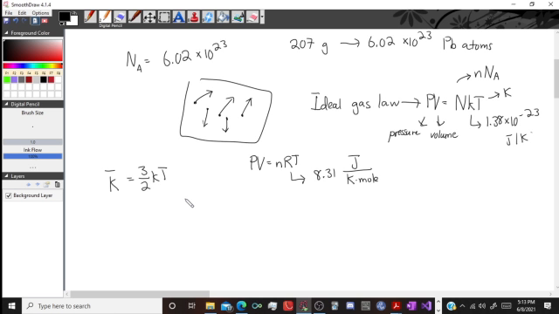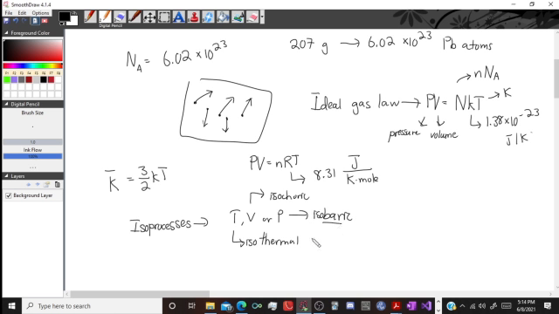Next are processes. We're going to be introducing what's known as iso processes, which are just processes where either T, V, or P are constant. If T is constant, it's called isothermal. If V is constant, it's called isochoric. And if P is constant, it's called isobaric. In fact, something that measures pressure is known as a barometer, so that's one way to remember that.